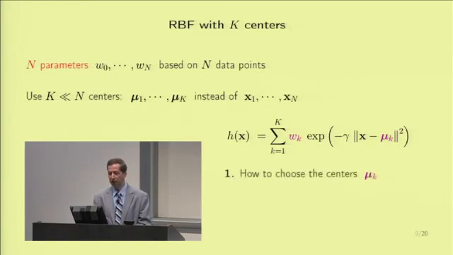So, two questions. How do I choose the centers? Which is an interesting question because I have to choose it now. If I want to maintain that the number of parameters here is small, I have to choose it without really consulting the yn's, the values of the output at the training set. And the other question is how to choose the weights.